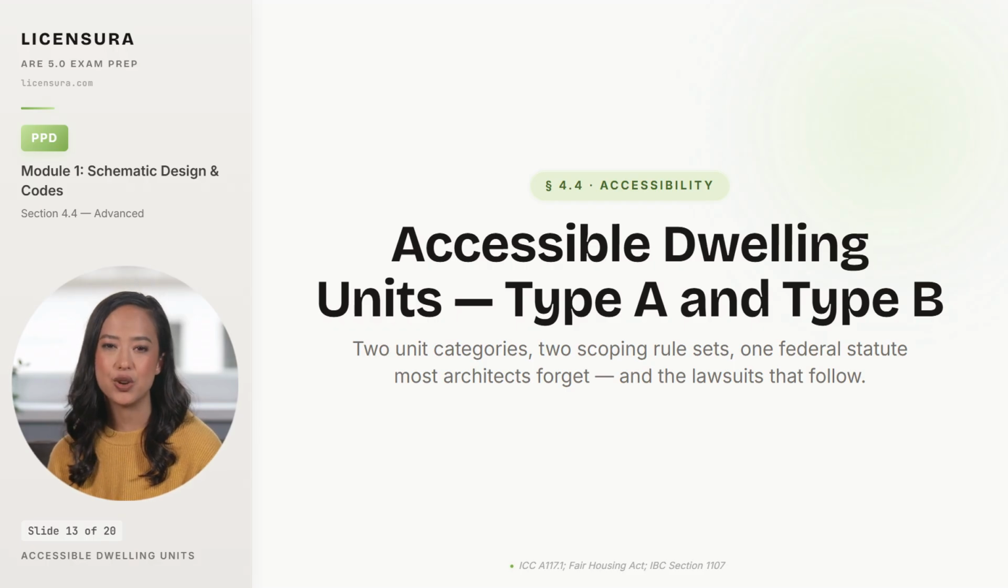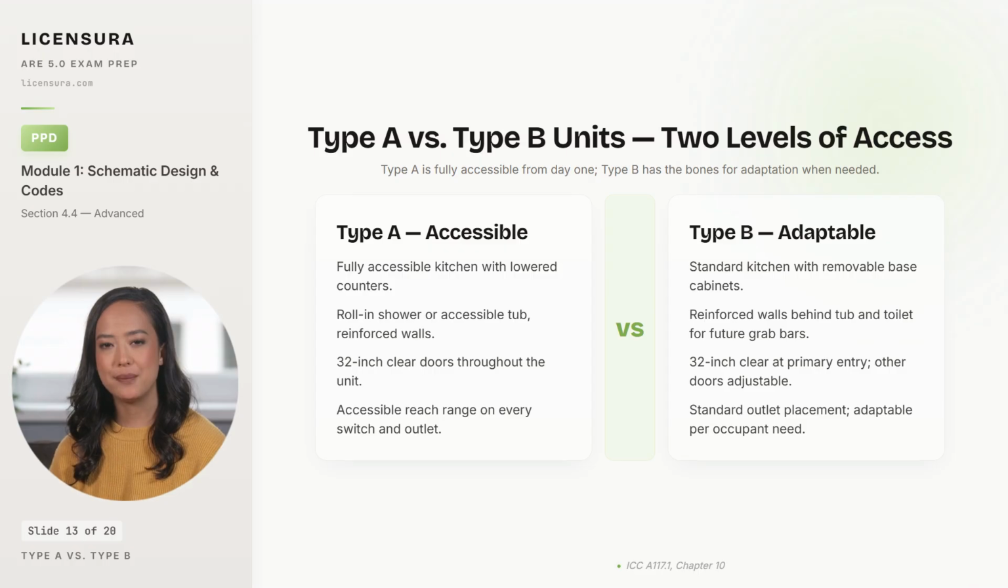Side by side, the 2 unit types serve different occupants in different ways. Type A units are fully accessible the day an occupant moves in. The kitchen has lowered counters, a roll-in shower or accessible tub, reinforced walls already in place, 32-inch clear doors throughout, and switches and outlets within accessible reach range on every wall. The occupant uses the unit out of the box. No modifications needed.